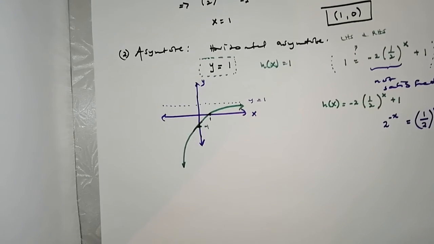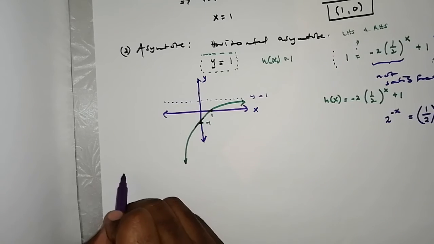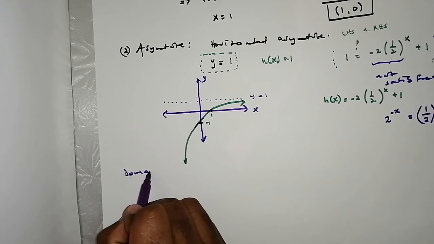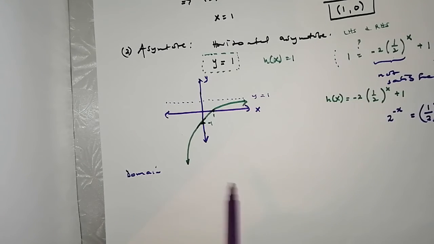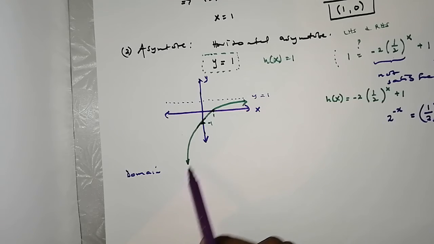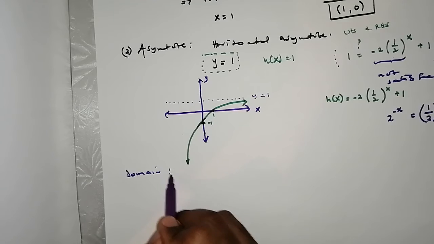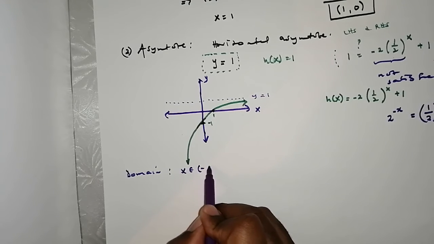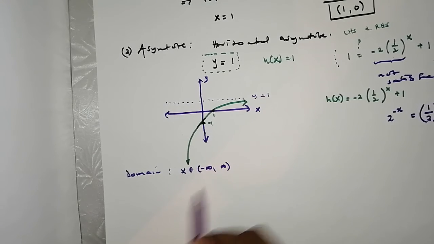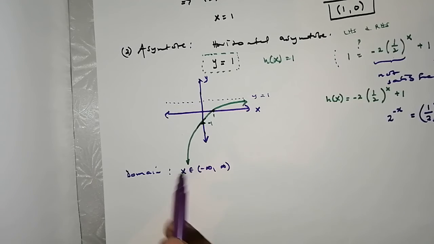Okay, guys, without explaining further, let us find the domain of the function, where the function exists horizontally. Looking at this, this function exists everywhere horizontally, right? So it's x an element from negative infinity to positive infinity. That's the domain of the function.